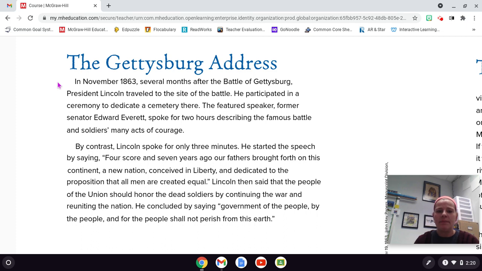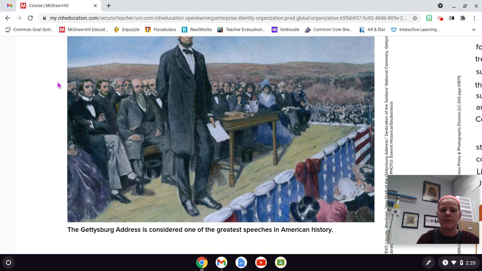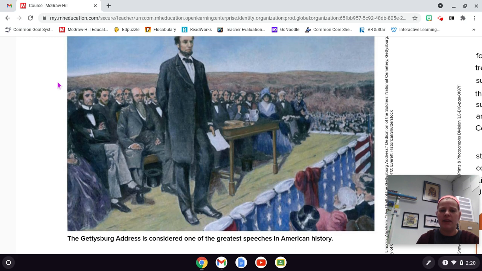Lincoln then said that the people of the Union should honor the dead soldiers by continuing the war and reuniting the nation. He concluded by saying, "Government of the people, by the people, and for the people shall not perish from this earth." So here you have Lincoln shown giving the Gettysburg Address, which is considered one of the greatest speeches in American history.